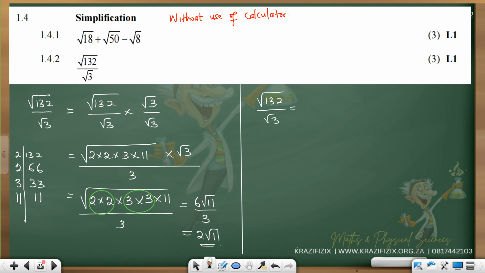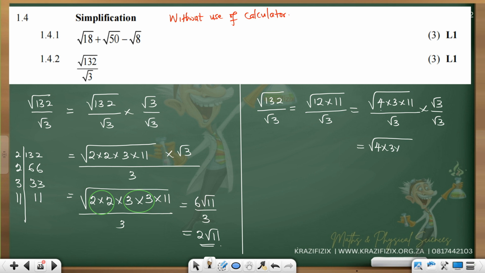Somebody who is familiar with numbers, I already see 132 and I see 12 times 11. And I see my 12 as 4 times 3 times 11. I can then multiply it by root 3. You see, the quicker you see the numbers, the faster you're going to get things done. I already see a root 4. I see a 3. I bring in the second 3. Now I already see a 4. What's the square root of 4? Is 2. 3.